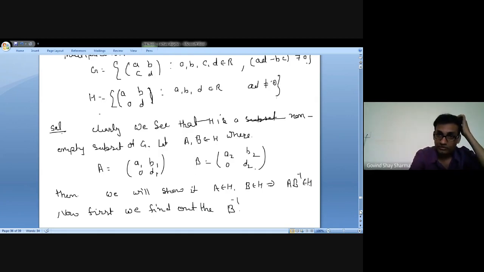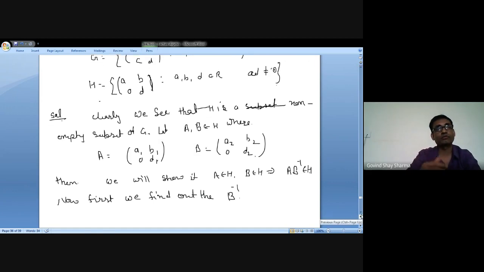This is given. ओके, तो हम इसको प्रूफ करने के लिए क्या करेंगे, we use that theorem: if x belongs to H, y belongs to H, then x y inverse belongs to H. So we assume that A belongs to H, and A is the matrix A1 B1 0 D1, and B is the matrix A2 B2 0 D2.